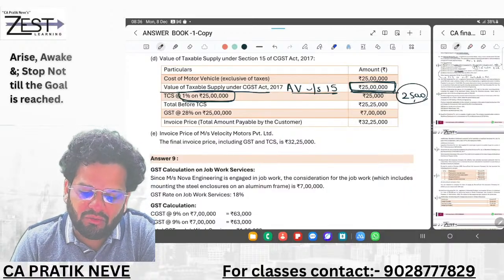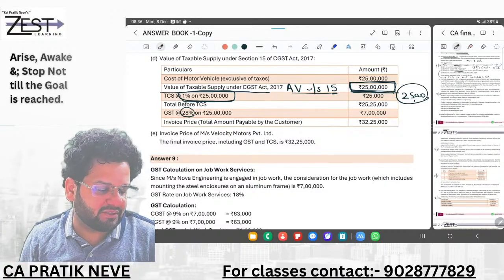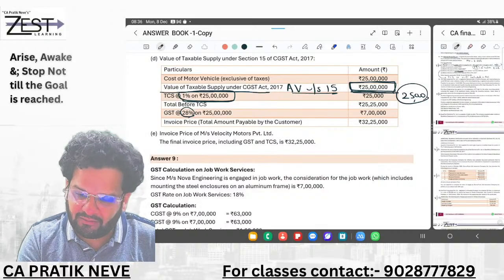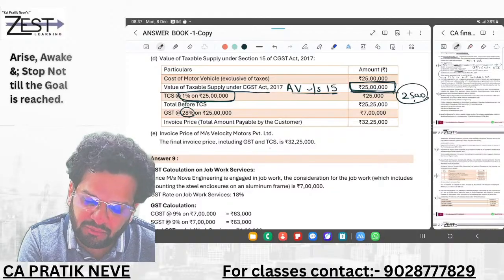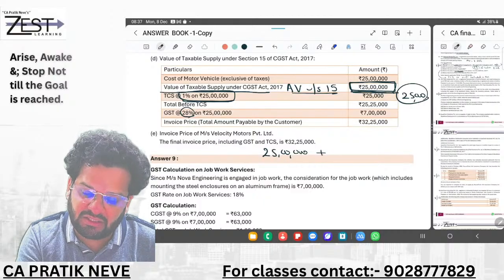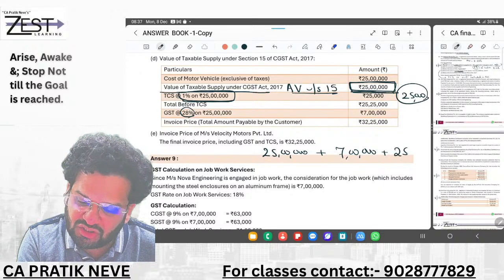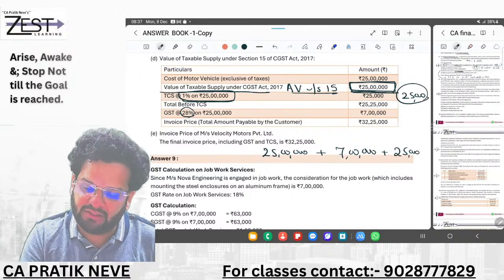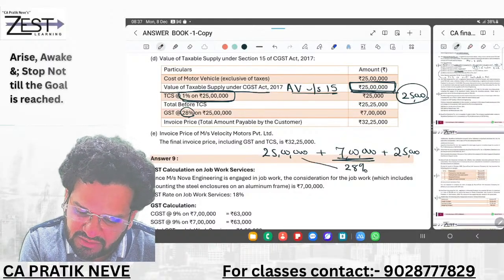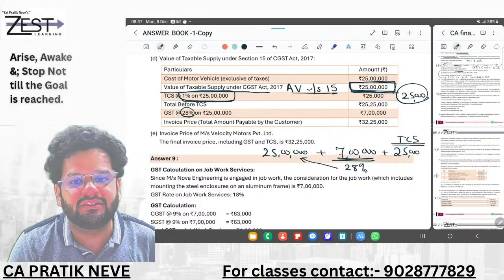Okay, and now you calculate GST on 25 lakhs at 28%. The percentage of GST was given. So it is 7 lakh. So how much you will recover from the customer is the original 25 lakhs value, plus GST of 7 lakh, plus TCS of 25,000. Clear? So this 7 lakh is 28% on this, and this TCS is collected separately.